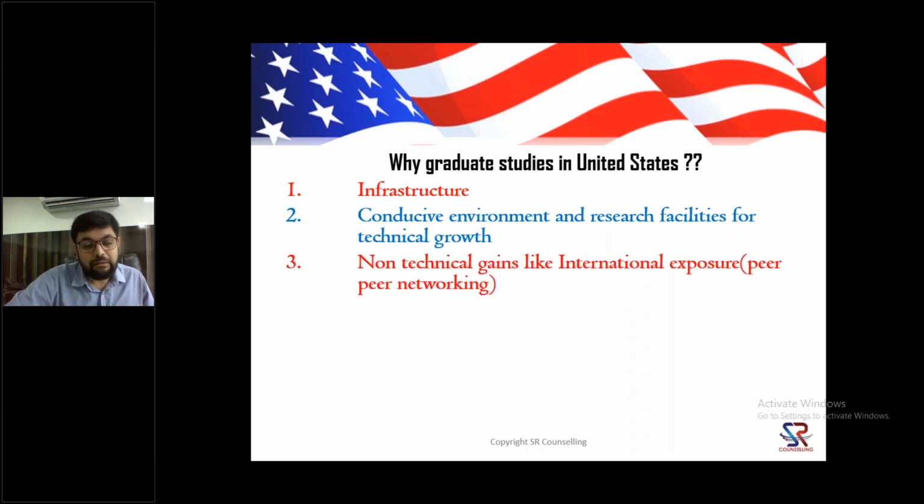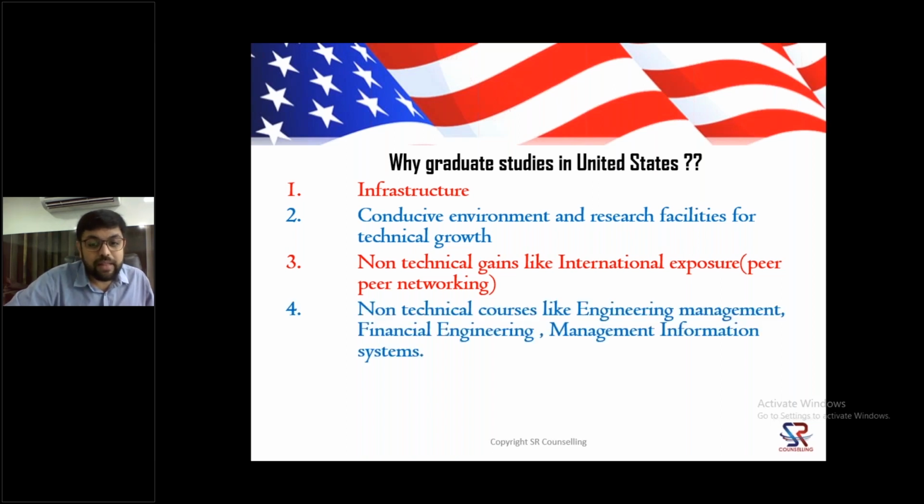Obviously, apart from academia, you can gain a lot of international exposure as well by interacting with people from different countries, specifically the United States and China, because apart from Indians, there are Asians, Chinese, and Americans who study in the United States quite a lot.